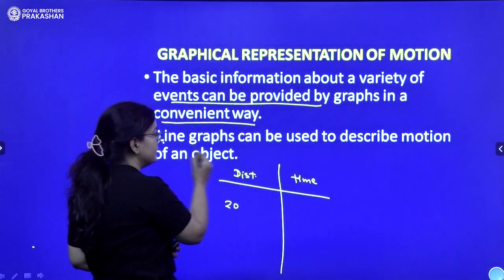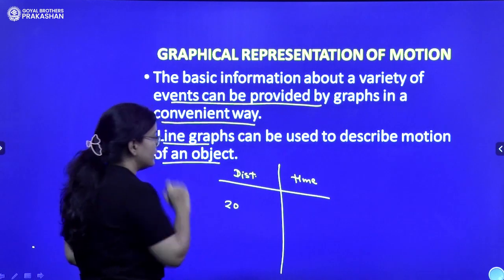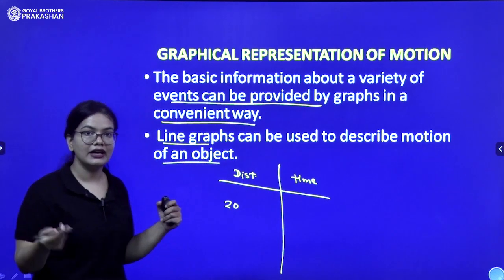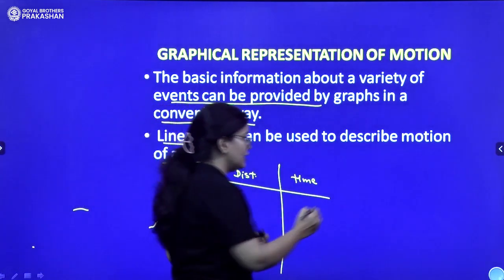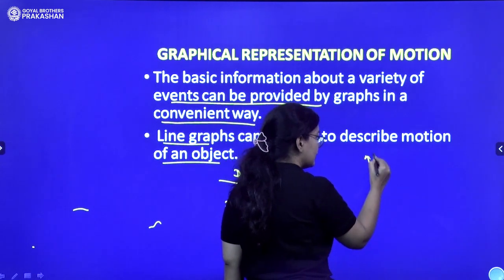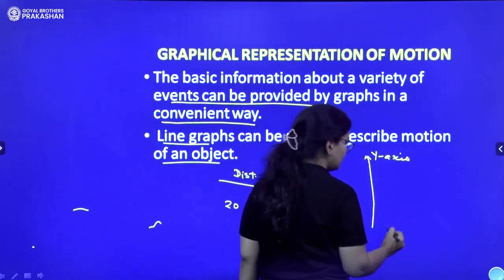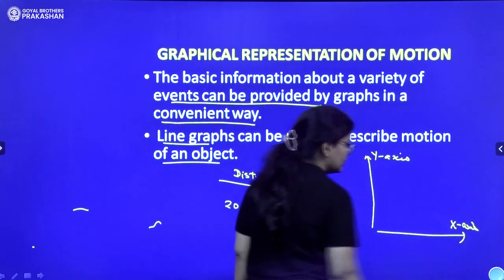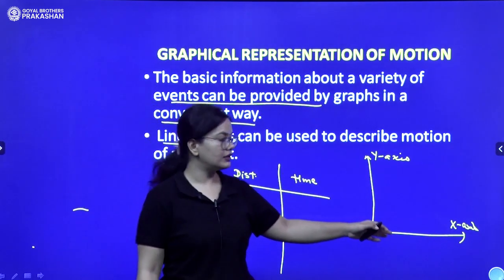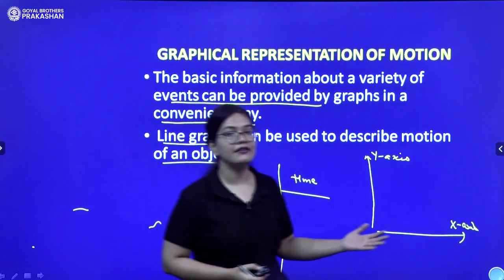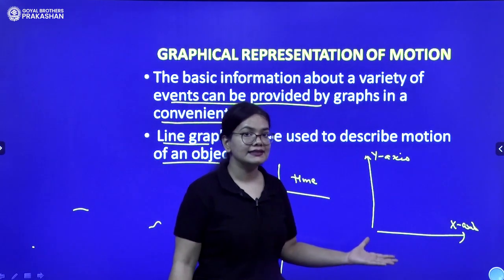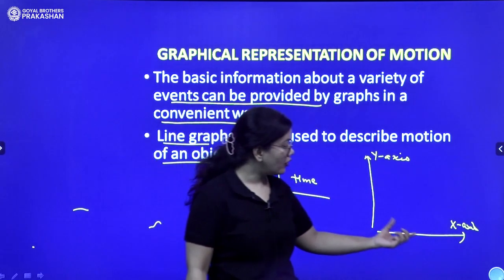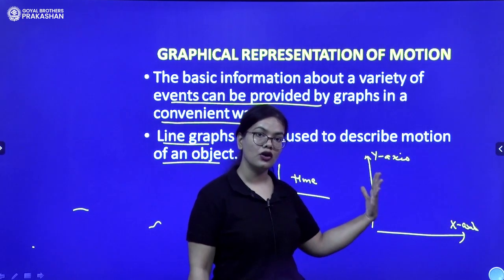Then, line graphs can be used to describe the motion of an object. We will be using a graph which has two axes, as we have discussed earlier. The vertical one is your y-axis, and the horizontal one is your x-axis. We will be plotting two different quantities on each of the axes. Now, how do we decide which quantity is to be plotted on which axis? Let's say we are plotting a distance-time graph. In a distance-time graph, you will observe that we are plotting time on the x-axis and distance on the y-axis.